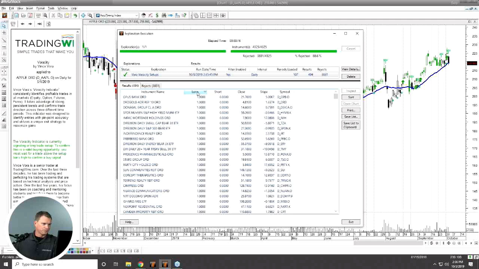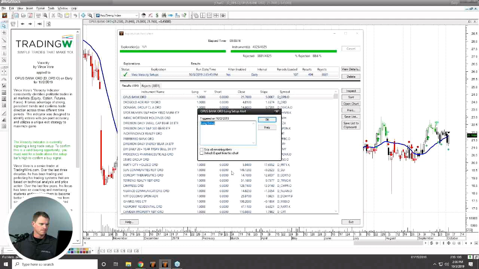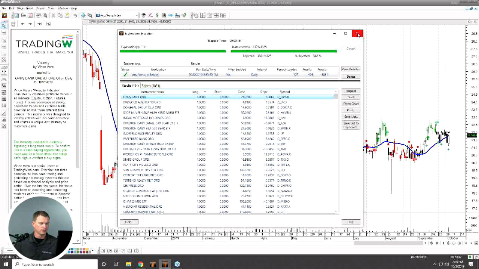But in this case, let's just go in and open up a few here. So I've got Optus Bank came up on the top, so let's just double click and open that. Okay, so now I've got a long setup. I'm going to go ahead and just close out the Explorer results. I'll come back to it in just a second.